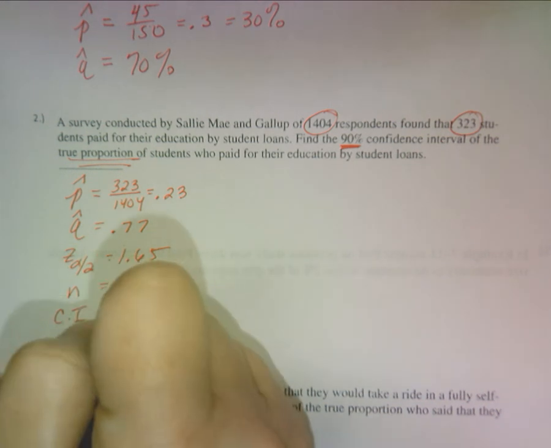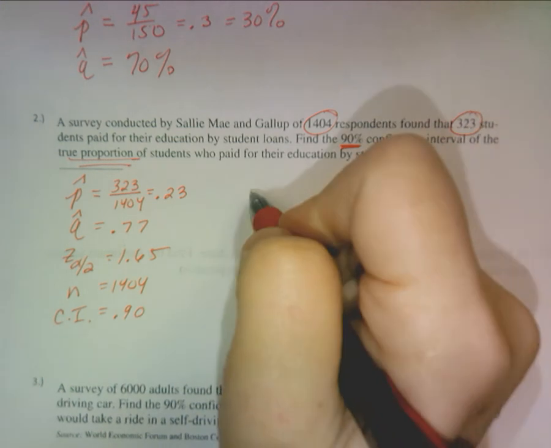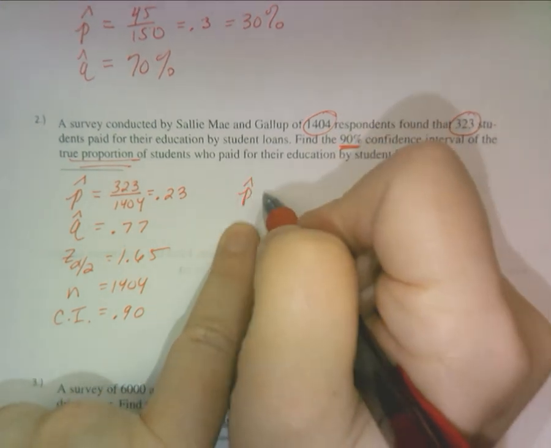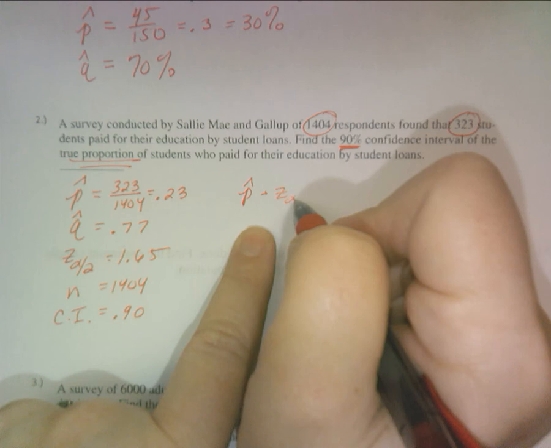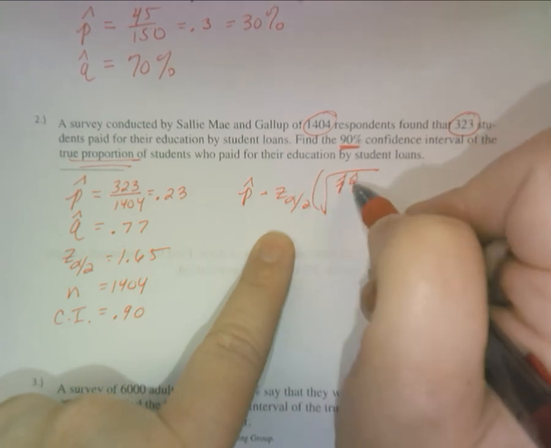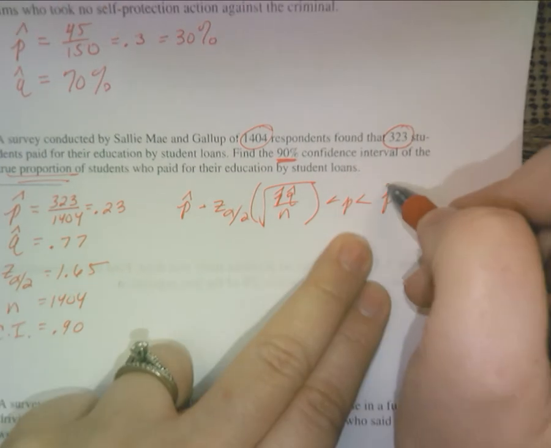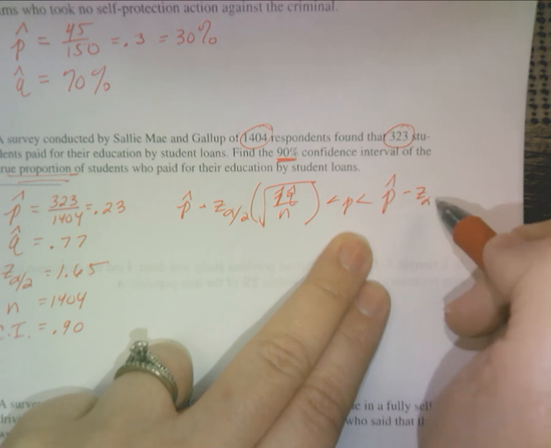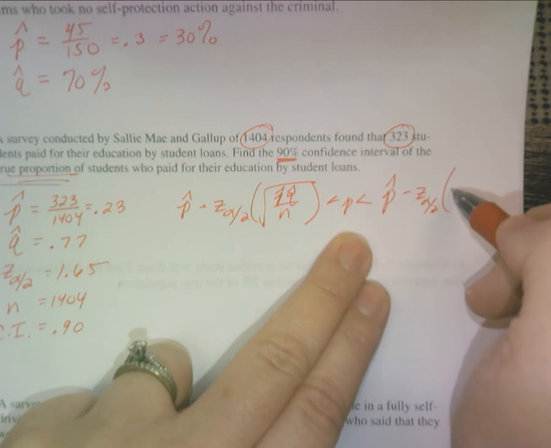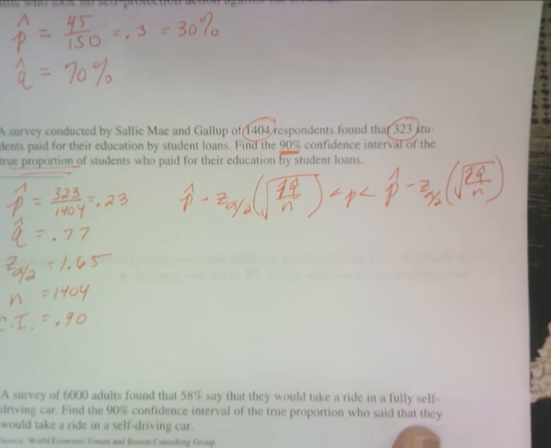Okay. Now again, all you have to do is write the formula. I will show you how to do it in the calculator. So the formula again, you don't have to write this out again, but I'll do it for you because I think it makes you look super smart. P hat minus Z alpha over 2 times the square root of P hat Q hat over N, and then you do it again with the plus. So this is what you would write.